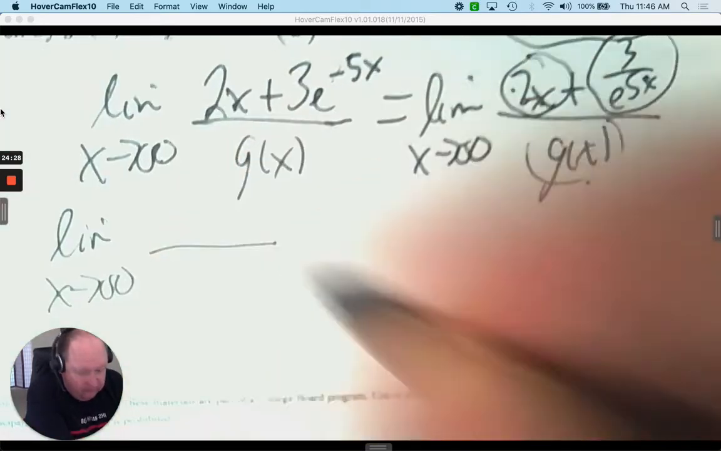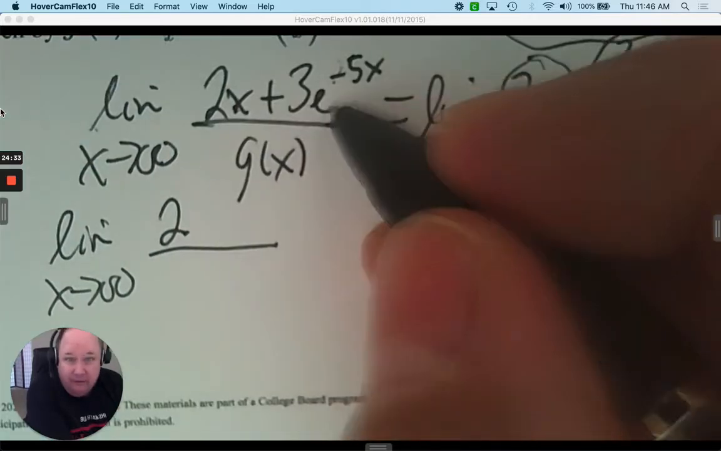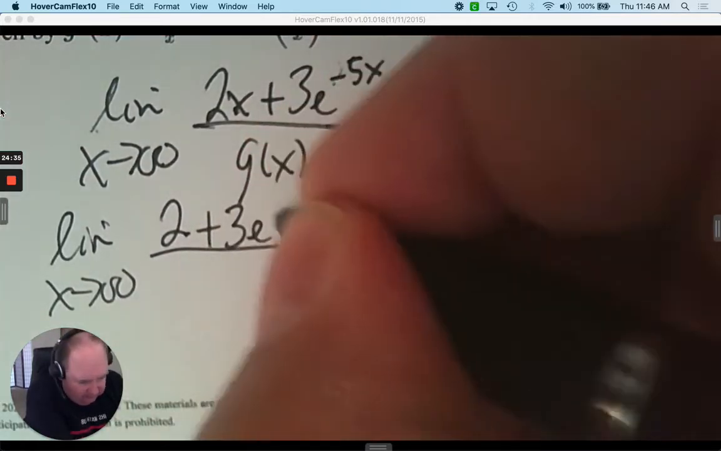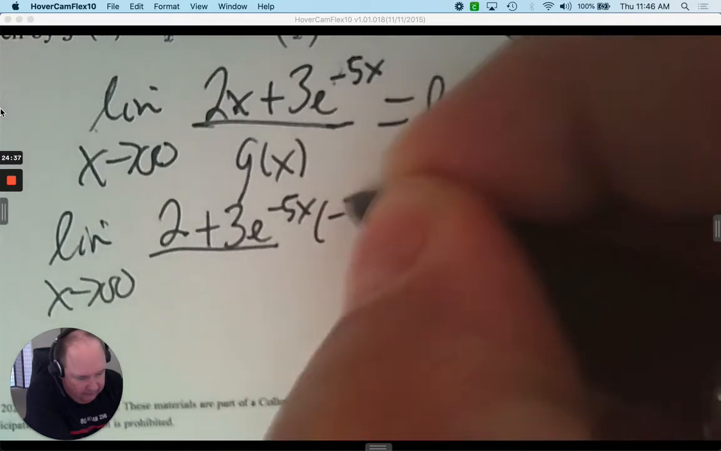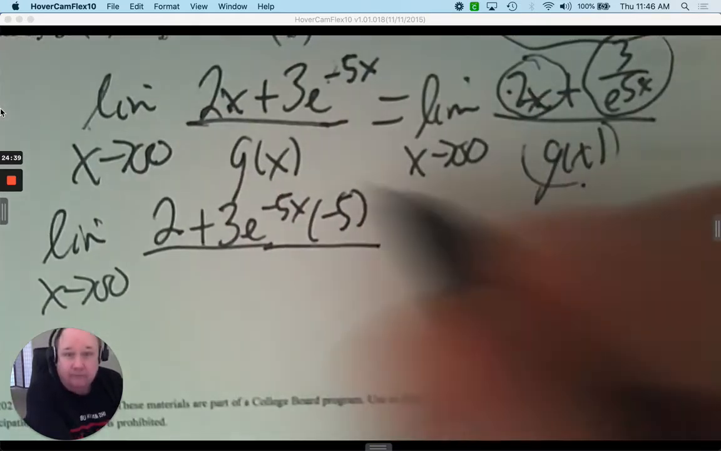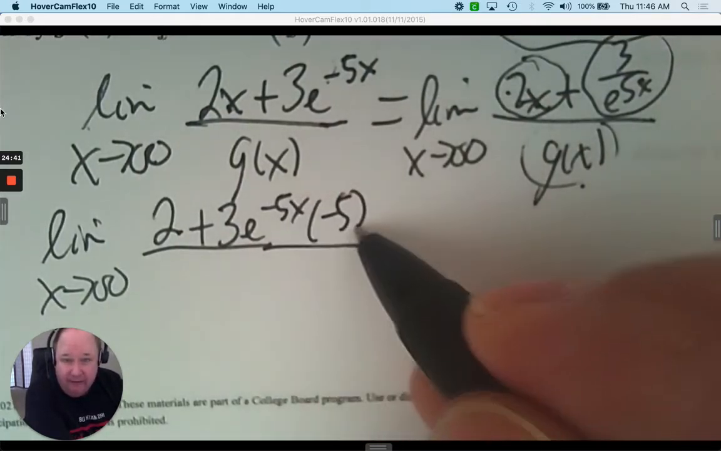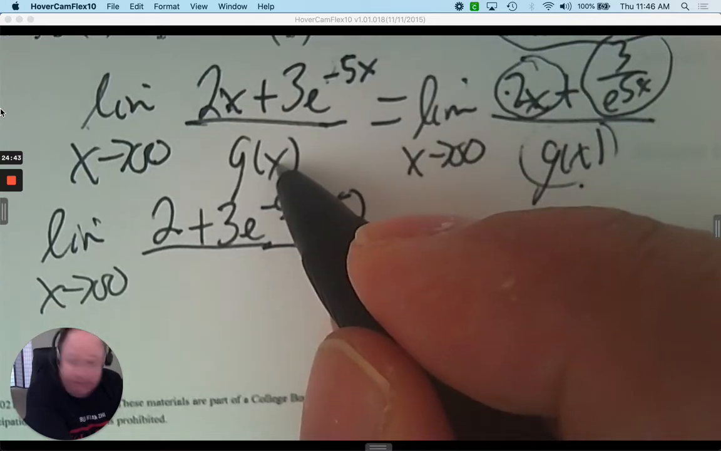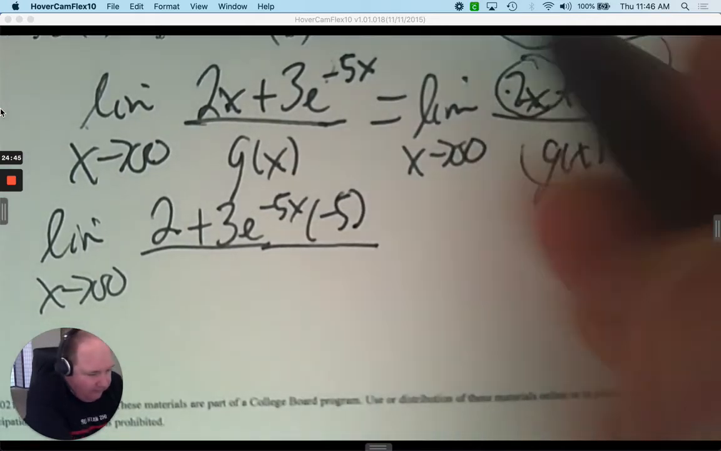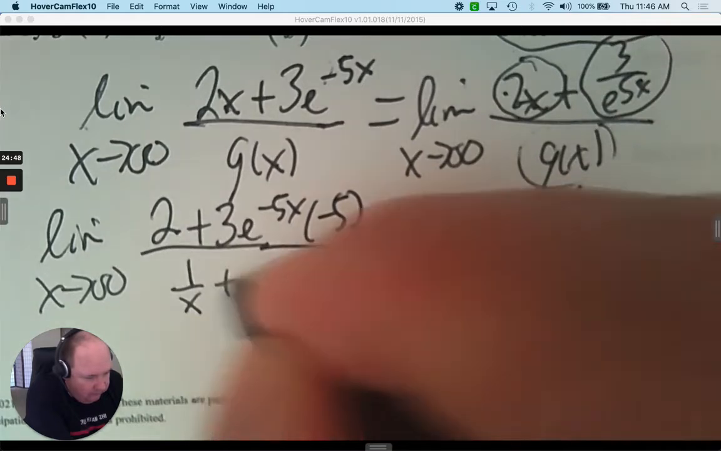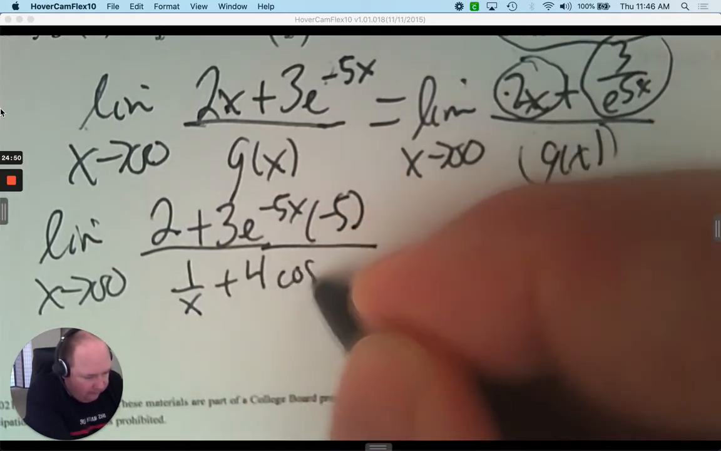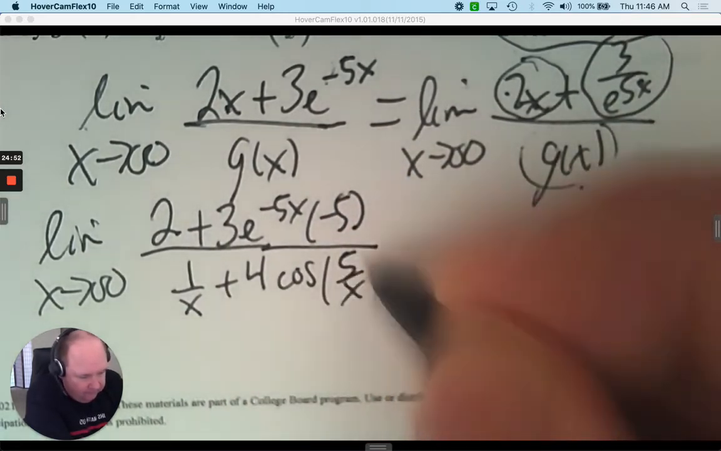So I'm going to take the derivative of the numerator and denominator. The derivative of 2x is 2. The derivative of e is copy it. And the derivative of negative 5x is negative 5. The derivative of g is given in the question. That's 1 over x plus 4 cosine 5 over x.